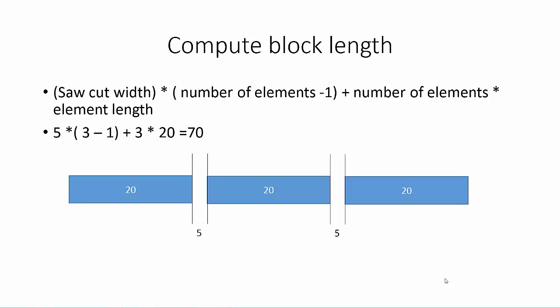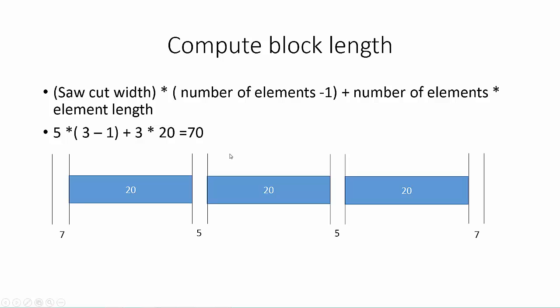Here is a formula for how you can find the required number of units for your block length. You have to multiply the saw cut width by the number of elements minus 1, plus the number of elements multiplied by the element length. Below there is an example where we have one item with a 20 units length and the cutting saw requires 5 units. So in the end you need 70 units to fit these 3 items in your chipboard.